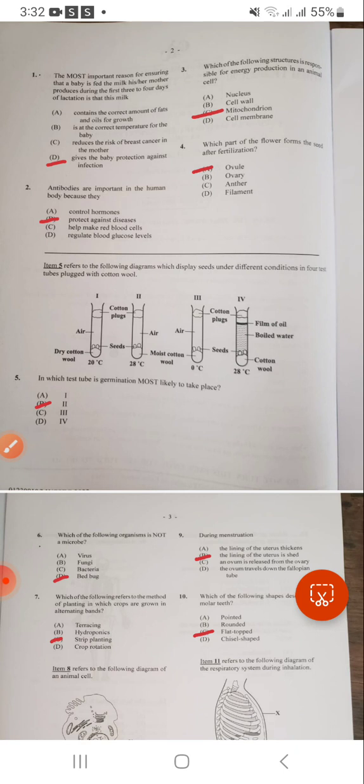Question 1 says the most important reason for ensuring that a baby is fed the milk his or her mother produces during the first 3 to 5 days of lactation is that the milk is? The answer for that is D. The milk gives the baby protection against infections.